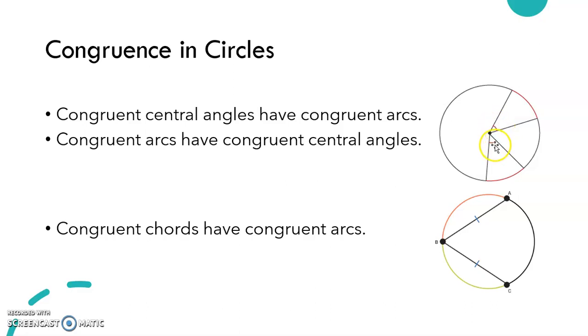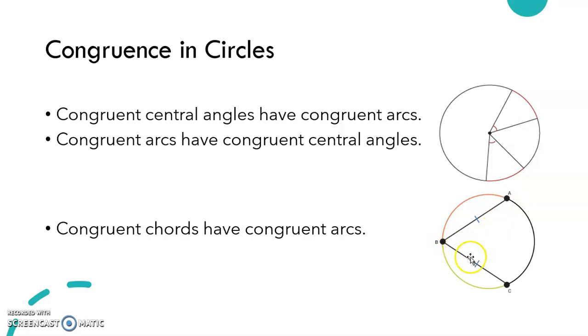Now, if I have two congruent central angles in the same circle, then I know that these arcs are congruent as well, because remember, the arc length is equal to the central angle length. Now if I know that circles are congruent and I know that the central angles are congruent, then I know that the arcs that they make are congruent. But you have to make sure the circles are congruent. Now, if I know the two arcs are congruent, I can then say that the central angles are congruent.